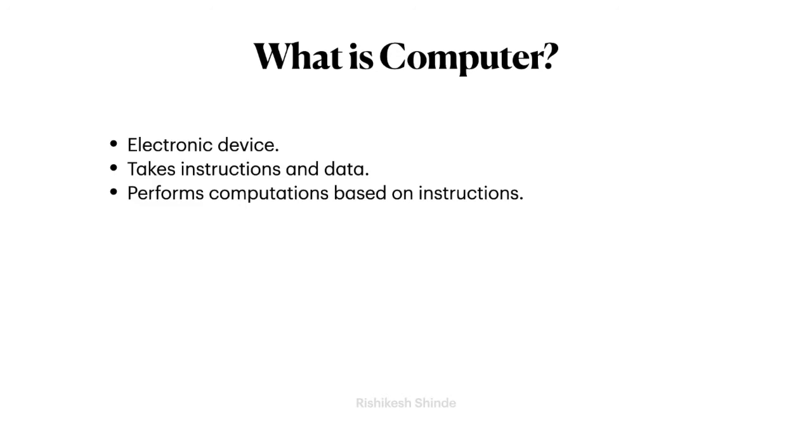So basically it is an electronic device. Second, it takes instructions as well as data, and third, it performs computations based on the instructions on the data that we have provided to it. So in simple words, a computer is basically a machine that takes instructions and performs computations based on those instructions. The work of the computer is just to compute, and hence it is known as a computer.